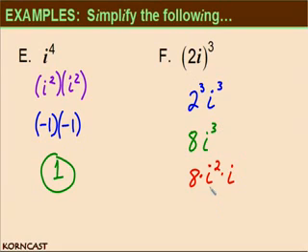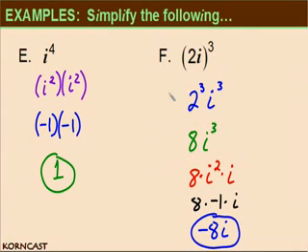Now the last thing I'm going to do is, I know what i squared is. i squared is really negative 1. So I'm going to get 8 times negative 1 times i. So the last thing I'm going to do, and this will be my final answer, is negative 1 times 8, which is negative 8 times i. So my final answer for the quantity 2i cubed is going to be negative 8i.